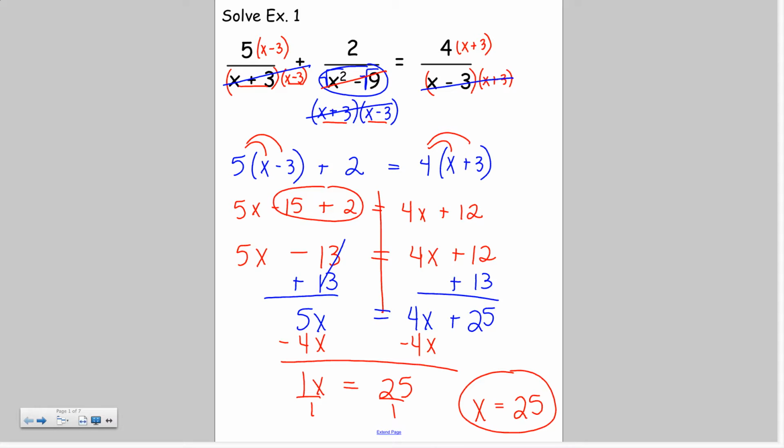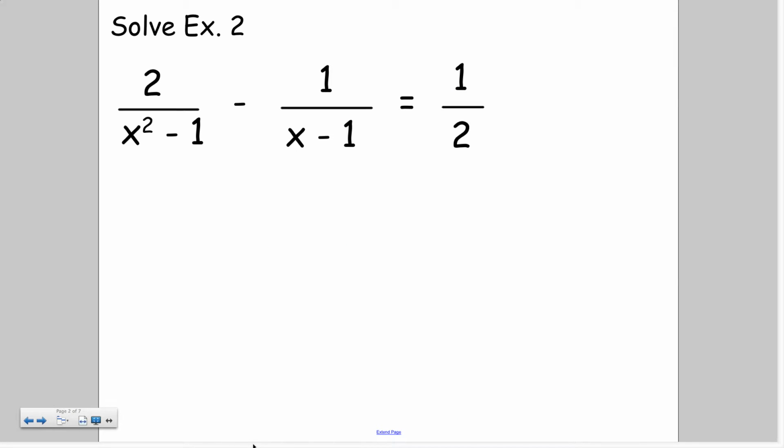The second example we're going to look at is very similar. If you look at your denominators, you have x squared minus 1, x minus 1, and 2. If I try to take all three denominators and put them all together, it's going to end up being a mess. So hopefully you can recognize that this is a difference of two squares problem. So this denominator, if you take the square root of 1, can be factored. So I can change this denominator to be x plus 1 and x minus 1.